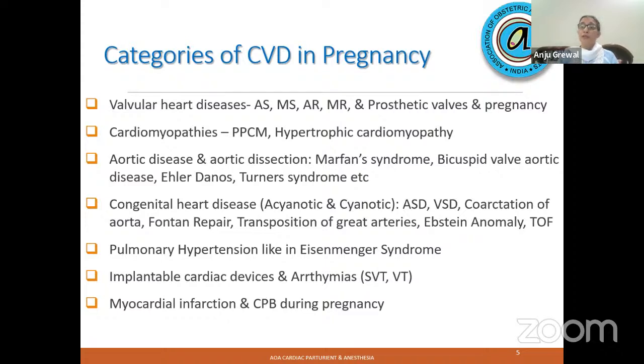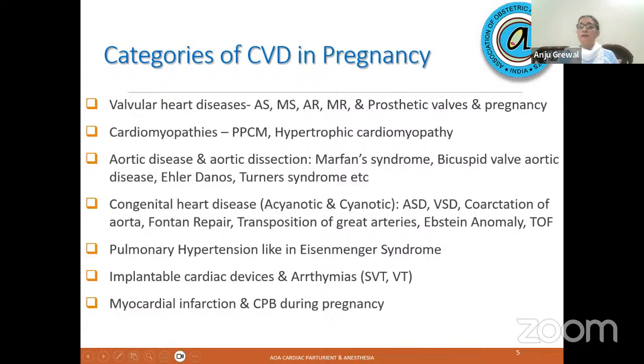Peripartum cardiomyopathy is on the rise, right? And there is a lot of incidence of association of severe preeclampsia happening with peripartum cardiomyopathy. So this is something that we really need to look out for. Then, of course, there are a few incidences of aortic diseases and aortic dissection, prominent among them being Marfan syndrome, bicuspid aortic valve disease, Turner's syndrome, and Ehlers-Danlos syndrome.